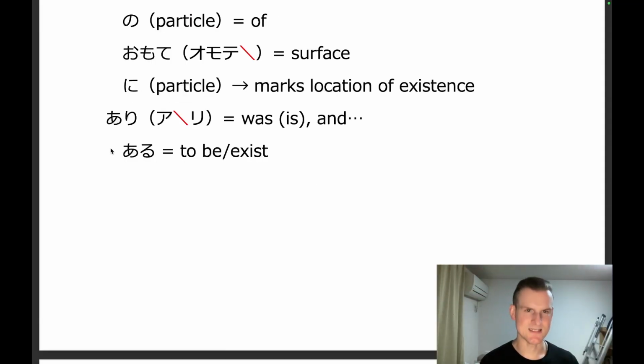Next we have ari, which comes from the verb aru, to be, to exist. I mentioned that up above when we were talking about nai, to not exist. This means "was" or "is" and.